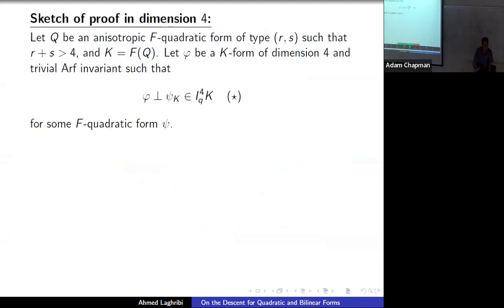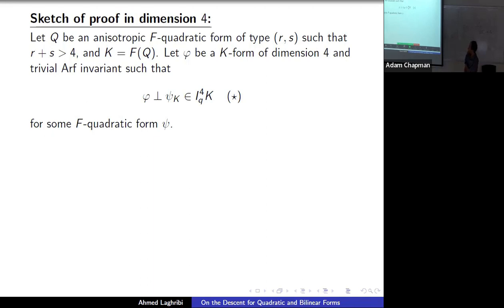Okay. So now, I give you an idea. Let's see what we have. We have Q, an anisotropic F quadratic form of type RS. And we suppose that R plus S is bigger than the dimension of Q, phi, which is 4 in this case. So I suppose that I have this. And I take K, the function field of Q. And I take phi, the K form of dimension 4, which, so I simplify a little bit, has trivial arc invariant. And I suppose this condition. And my goal is to prove that phi is defined over F up to isometry.